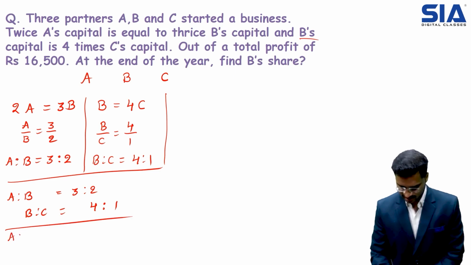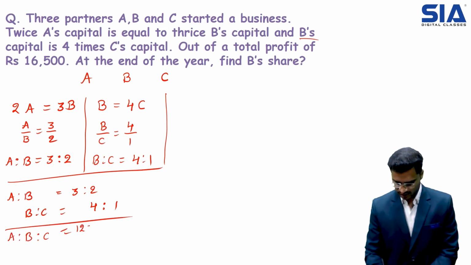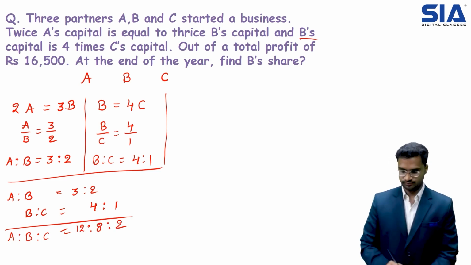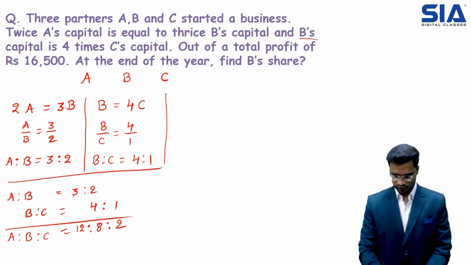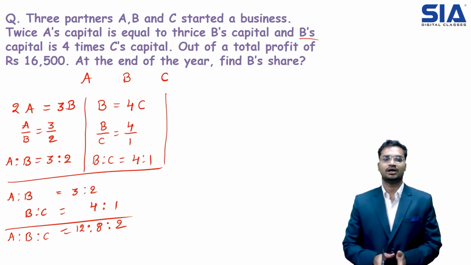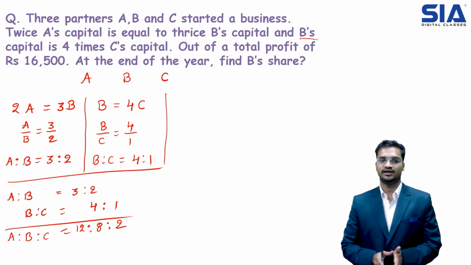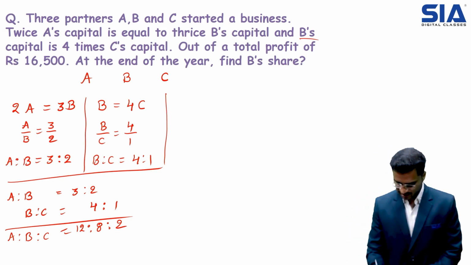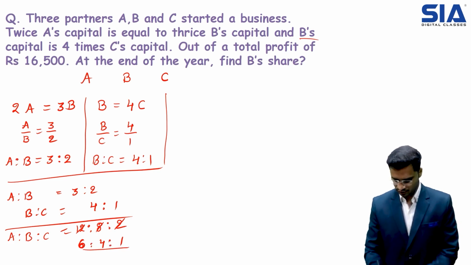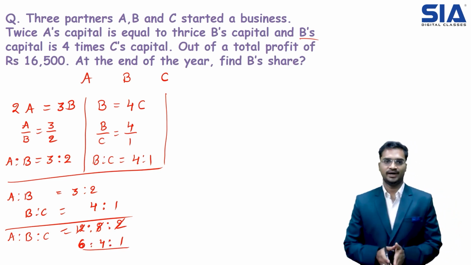After combining this, I am getting the values of A, B, C as 4 3s are 12, 4 2s are 8, and 2 1s are 2. So the combined ratio is 12 ratio 8 ratio 2. Or I can simply cancel this: 2 1s are 2, 2 4s are 8, 2 6s are 12. So A ratio B ratio C is equal to 6 ratio 4 ratio 1. So we have combined these ratios.